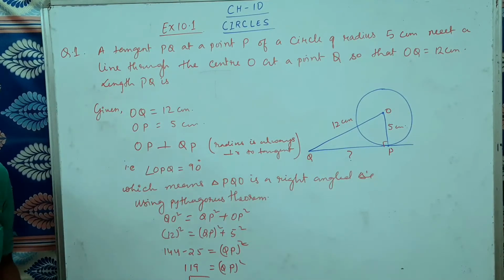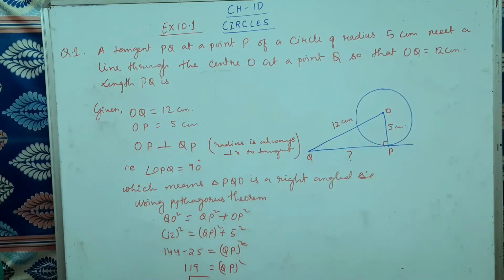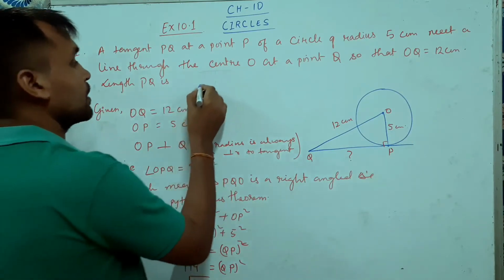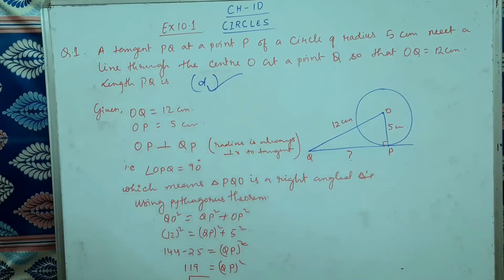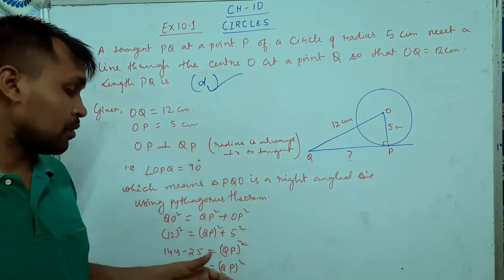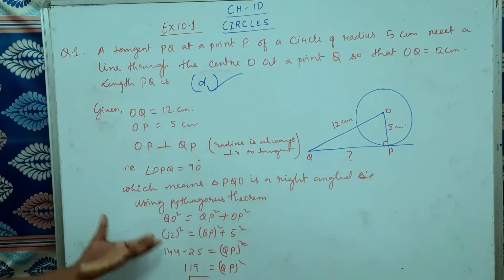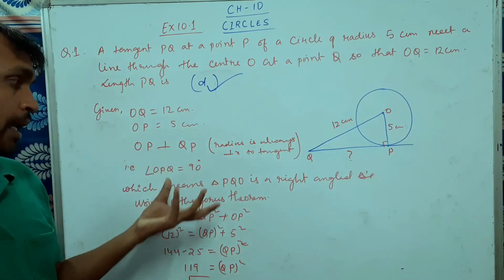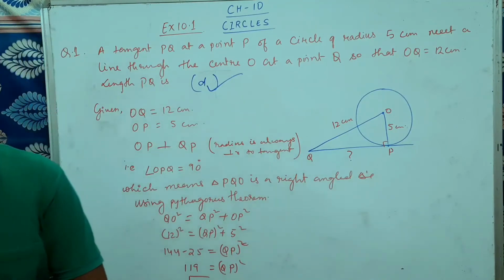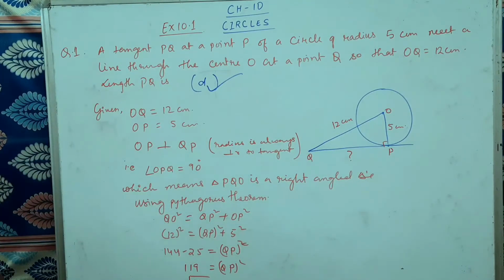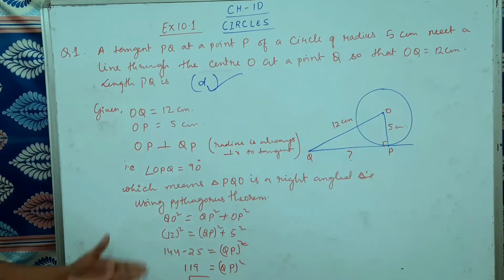So which option is correct? Option number D is the correct answer here. Okay, got it, dear students? In the exam you no need to solve it, but what I have done is in order to get an idea on how to find it out. So option D is the correct answer. Okay, got it? So take it down.